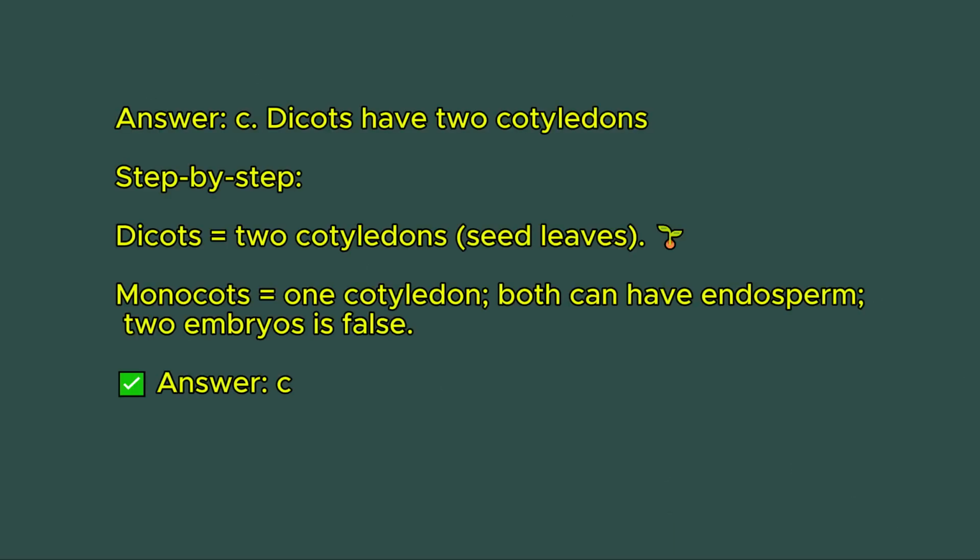Answer C. Dicots have two cotyledons. Step by step. Dicots have 2 cotyledons, seed leaves. Monocots have 1 cotyledon. Both can have endosperm. 2 embryos is false. Answer C.